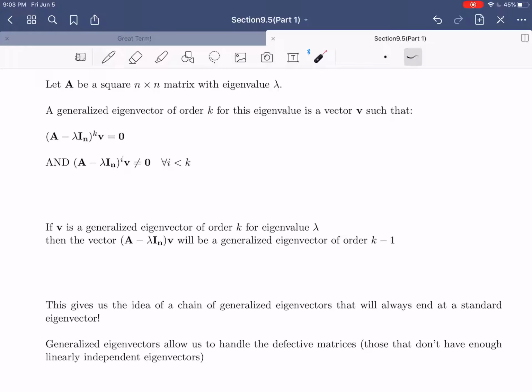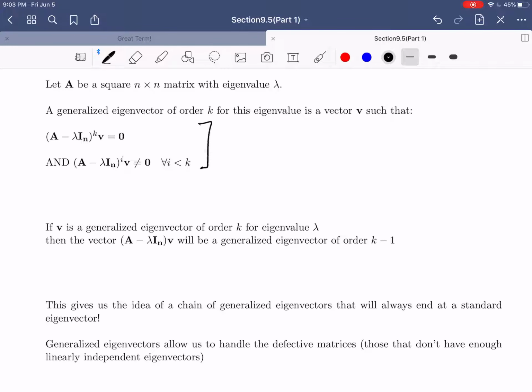And as a second component of this definition, (A - λI) to the i times v never equals 0 for any power less than k. In other words, what this is saying is something is a generalized eigenvector of order k if the first exponent of A - λI that eliminates v is equal to k. If all the previous exponents do not cause this to become the 0 vector, but the kth one does, then we call that a generalized eigenvector of order k.